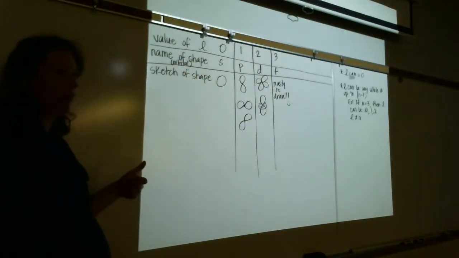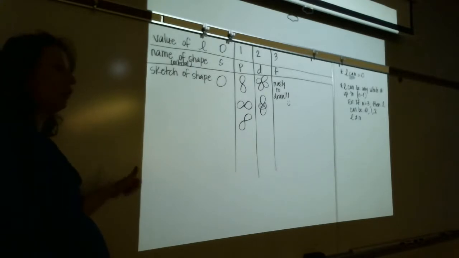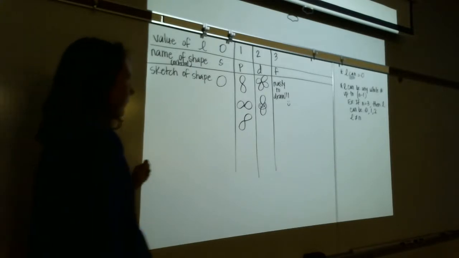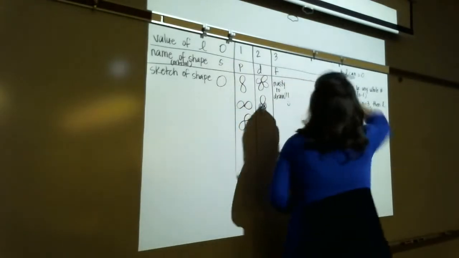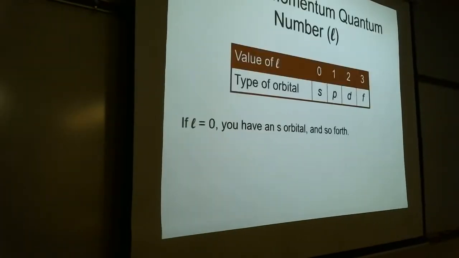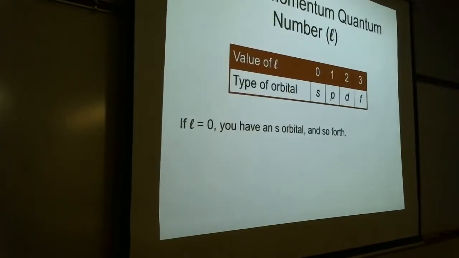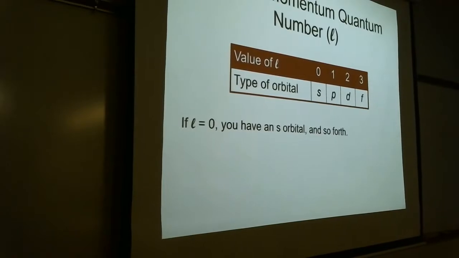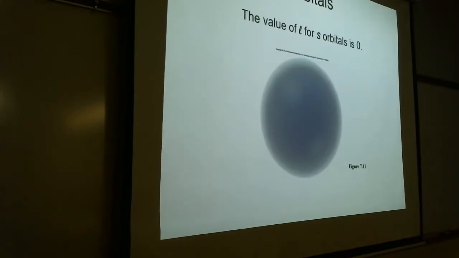Are we good on the angular momentum quantum number? All right. So you definitely want to put in your notes that that's something you need to commit to memory. All right, so if L equals 0, s orbital, L equals 1, p orbital, L equals 2, d orbital, L equals 3, f orbital.